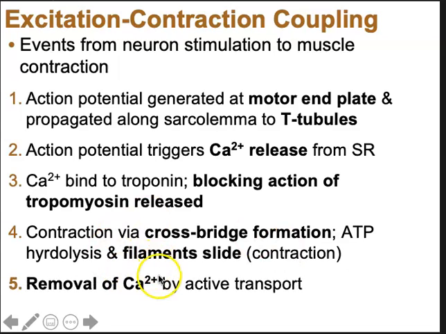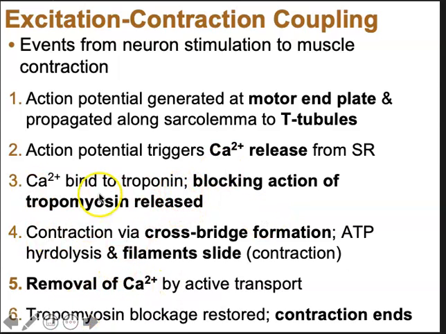The removal of the calcium is by active transport and will take the calcium and store it back in the sarcoplasmic reticulum. It will recreate the troponin conformation change and allow the tropomyosin blockage to be restored. The myosin heads cannot bind to actin, and your contraction ends. The muscle begins to relax.